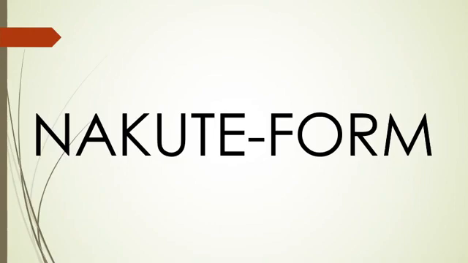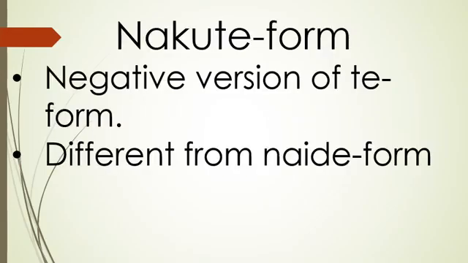Hello everyone, welcome back. Today we are going to learn about the Nakute form. So essentially, the Nakute form is the negative version of the te form. Now you may be thinking that we already learned the negative version of the te form when we learned naide form. Well, that's kind of true, but there are some differences between Nakute form and naide form.